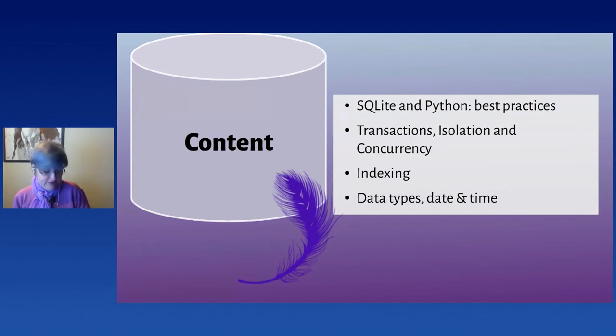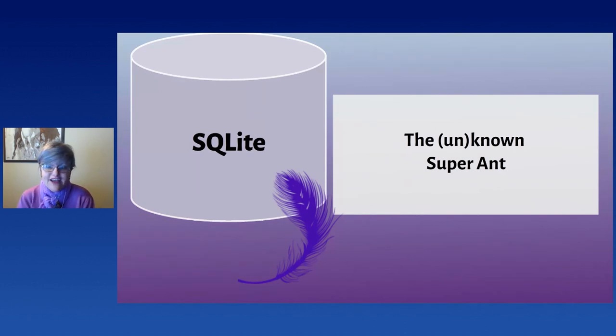Well, with this, we have just seen some of the interesting features of this little database. I started with some best practices. I showed you some transaction isolation and concurrency options that SQLite has. SQLite can use concurrency. It's not at the same level as some server databases, but you can use concurrency. It has really advanced indexing capabilities. And after that, I showed you data types and how to use date and time data. Okay, with this, I finish.